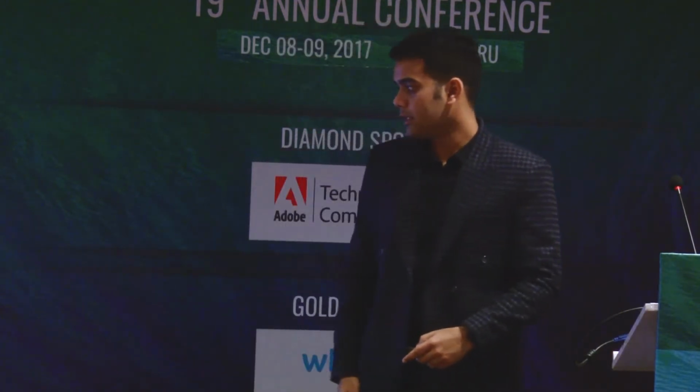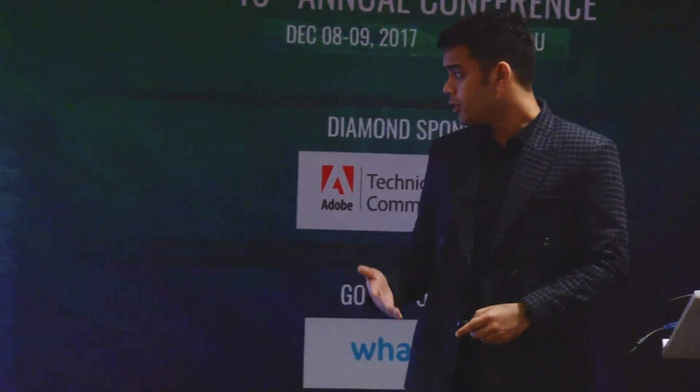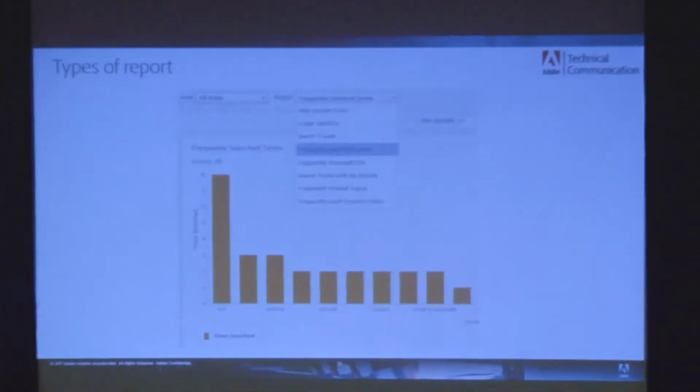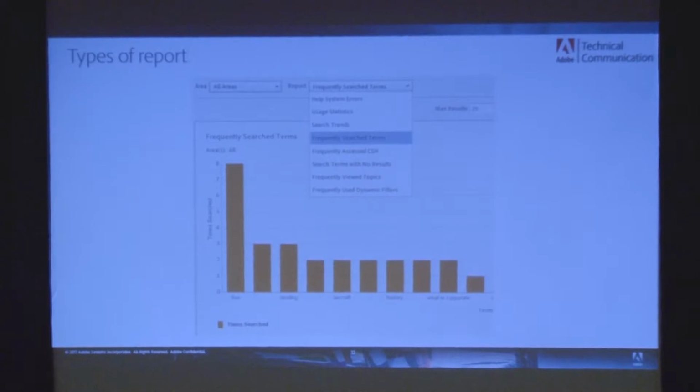Frequently searched terms, again the same. There are different kinds of ways that you could generate these reports, and these reports are something that you could export, share with your stakeholders, and improve. Pages per visit. So these are all in all different kinds of reports that are provided to you.